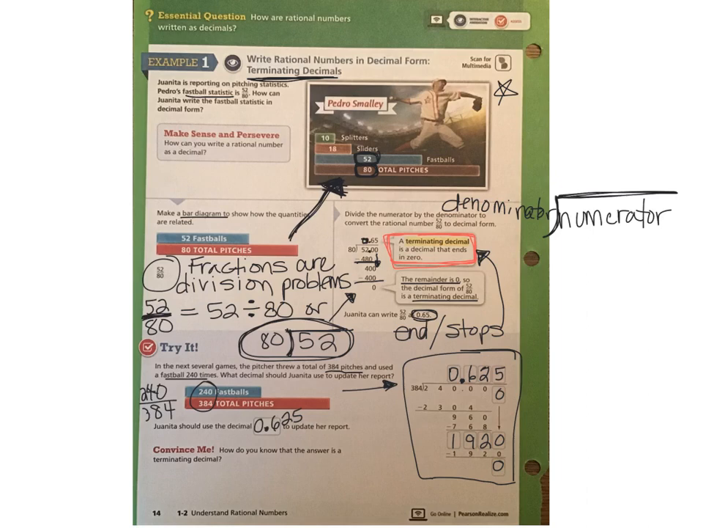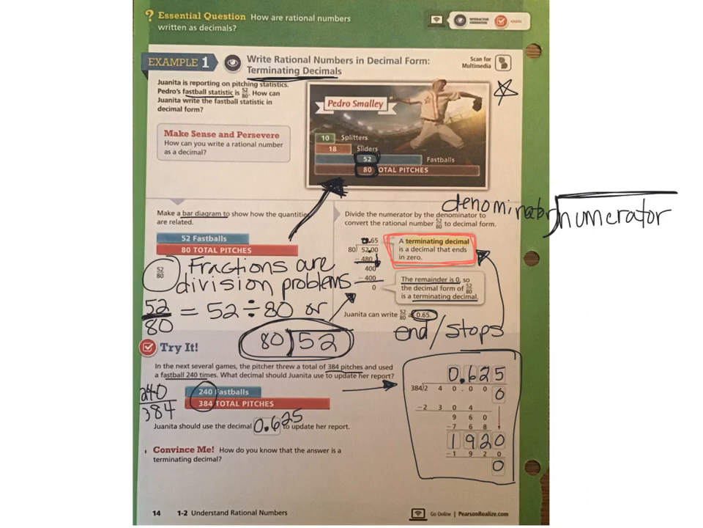Check your answer. Hopefully you got 625 thousandths, which is 0.625. You can see my work there and how I filled in the boxes to complete that long division. You will not be allowed to use a calculator in this lesson, so you will need to be able to do that division by hand.